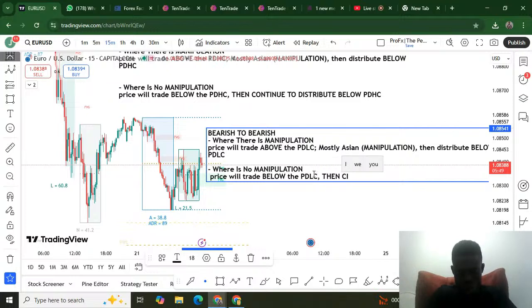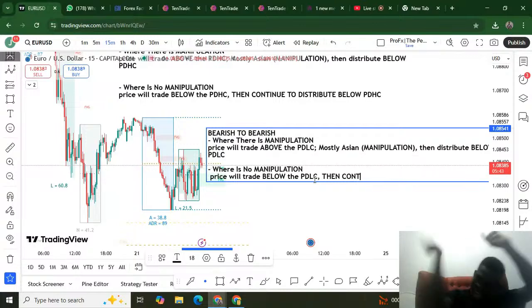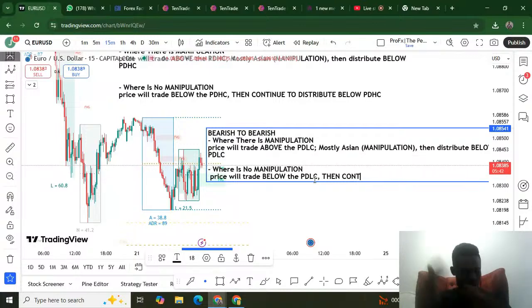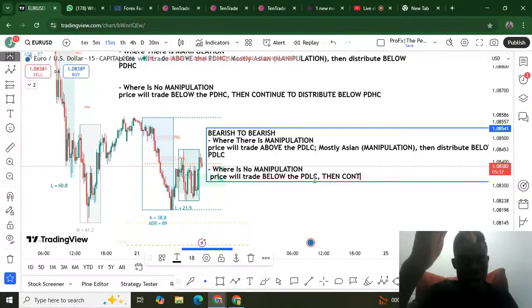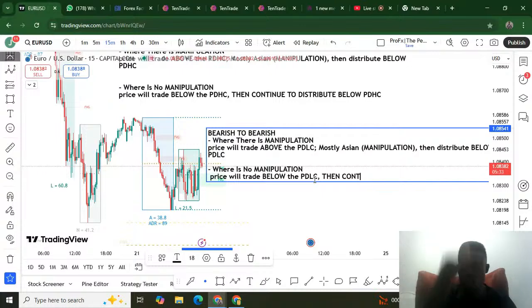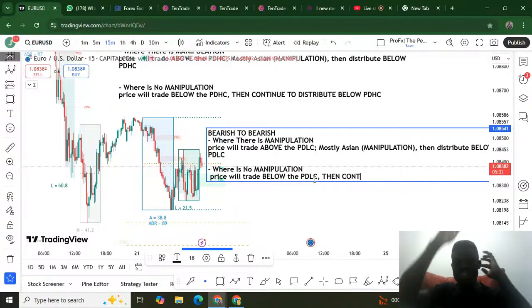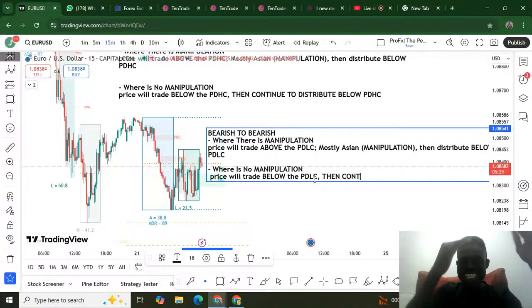Then continue to distribute. You no go look back. You just go, you no go look back. You just wait for pullback. As it's distributing, wait for pullback. When you distribute, don't go and sell. When you distribute like that, it has given you the initiation that price wants to now go. You now wait for a pullback.